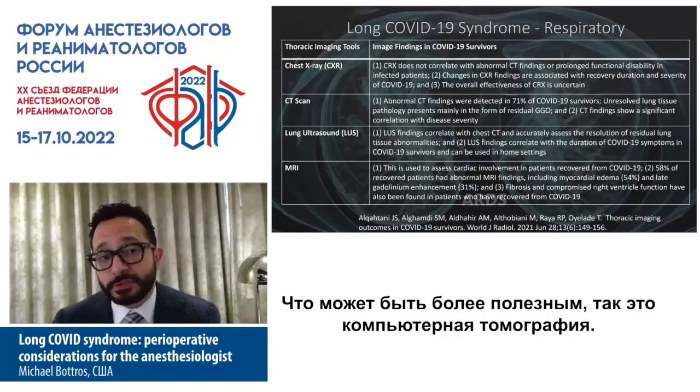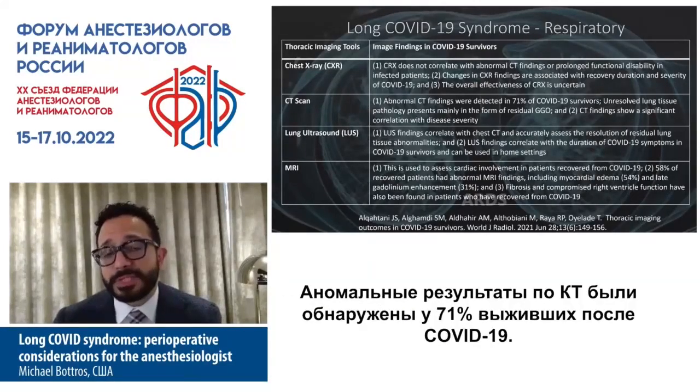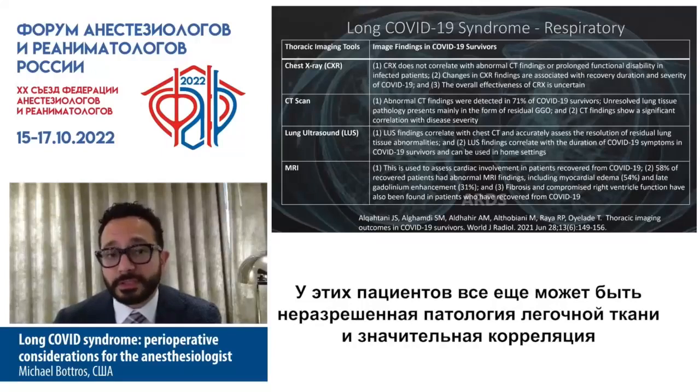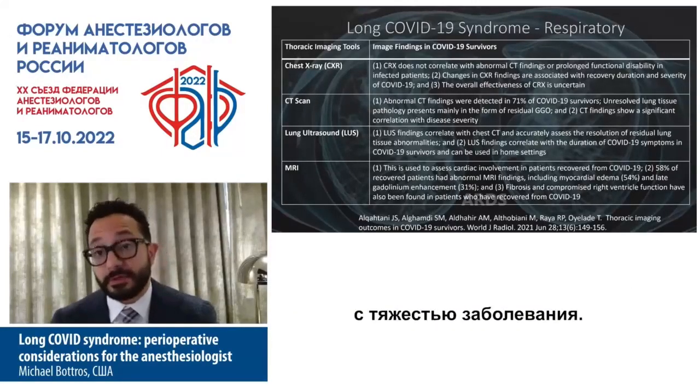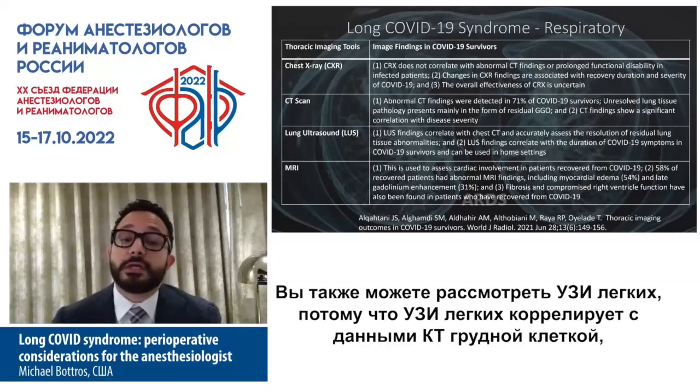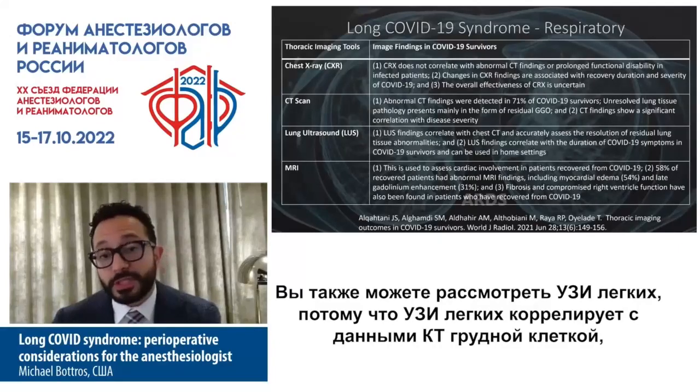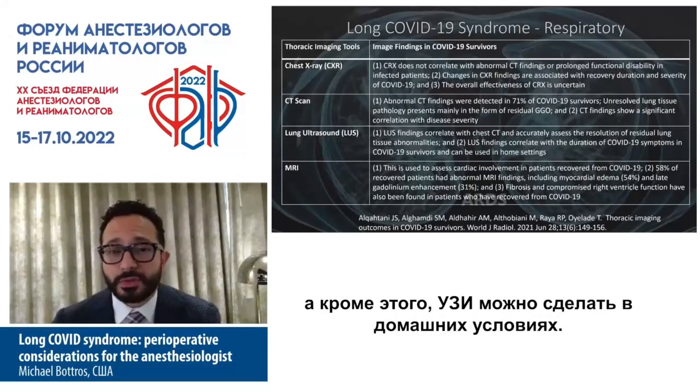What may be more beneficial is a CT scan. Abnormal CT findings were detected in 71% of COVID-19 survivors. There's still unresolved lung tissue pathology and a significant correlation with disease severity. You may also consider a lung ultrasound, because lung ultrasounds correlate with chest CT, and there is also the potential for doing this in the home setting.